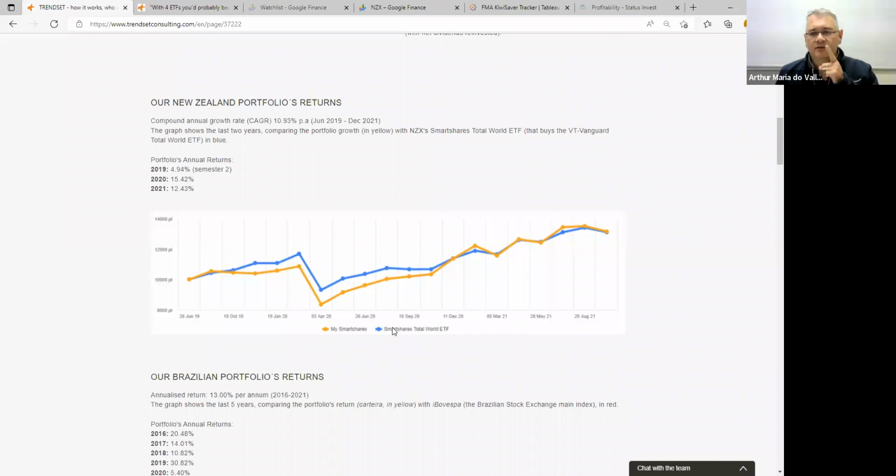The blue line is one single ETF that they call the Total World. So you can buy just one ETF and it has more than 9,000 companies all over the world, okay? Of course, more of the US, more from Europe, more from Japan, a little bit from emerging markets, a little bit from Australia, a little bit from New Zealand, because New Zealand is quite a tiny market.